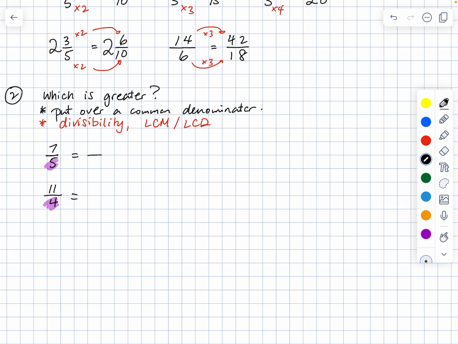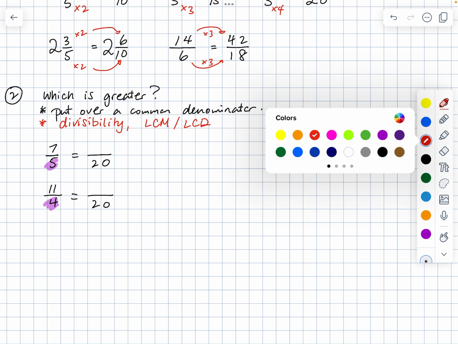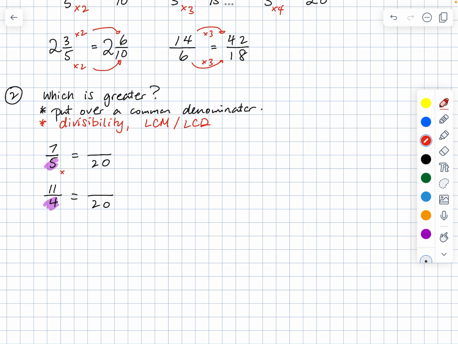So I know that the lowest common denominator of 5 and 4 is 20. In this case, you have to put it over common denominators so that you can compare them, so that they're out of the same number of parts, okay? Then if you know that you can put 5 and 4 over 20, you're going to go 5 times 4 is 20, right? So that's how you get from 5 to 20: you multiply by 4.